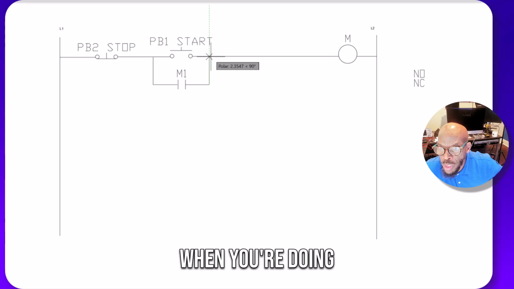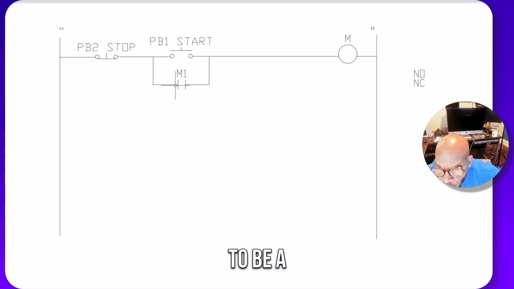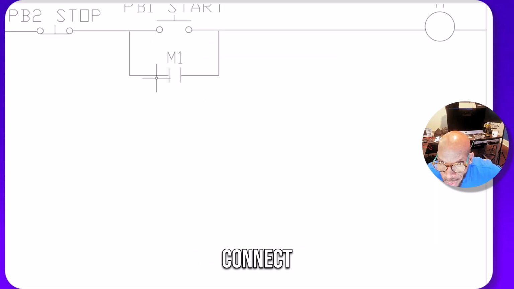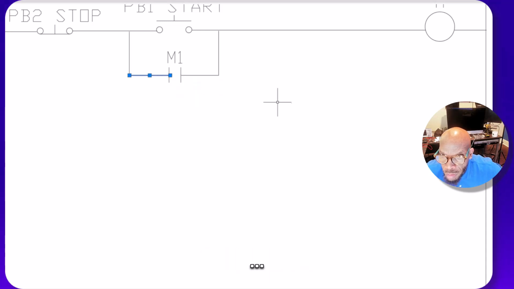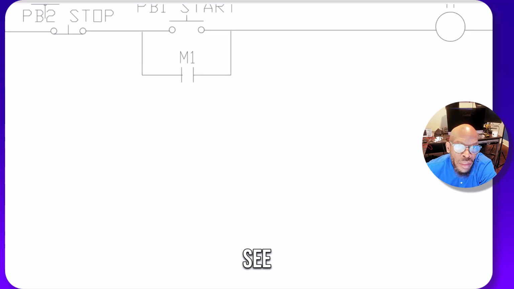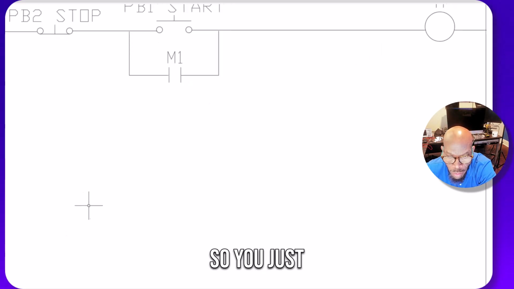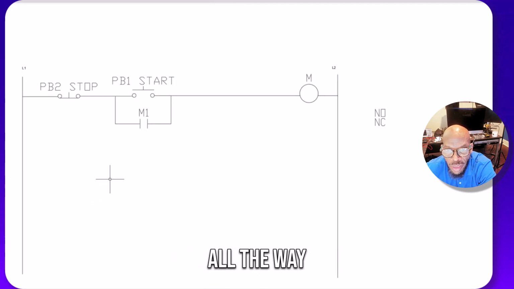You just remember when you're doing your schematics, I may leave a little gap in there, but there isn't supposed to be a gap in there. These lines aren't supposed to connect. With the way that I'm doing it with the AutoCAD, they may not want to connect all the way. So just make sure that when you're doing your diagram, they connect all the way.